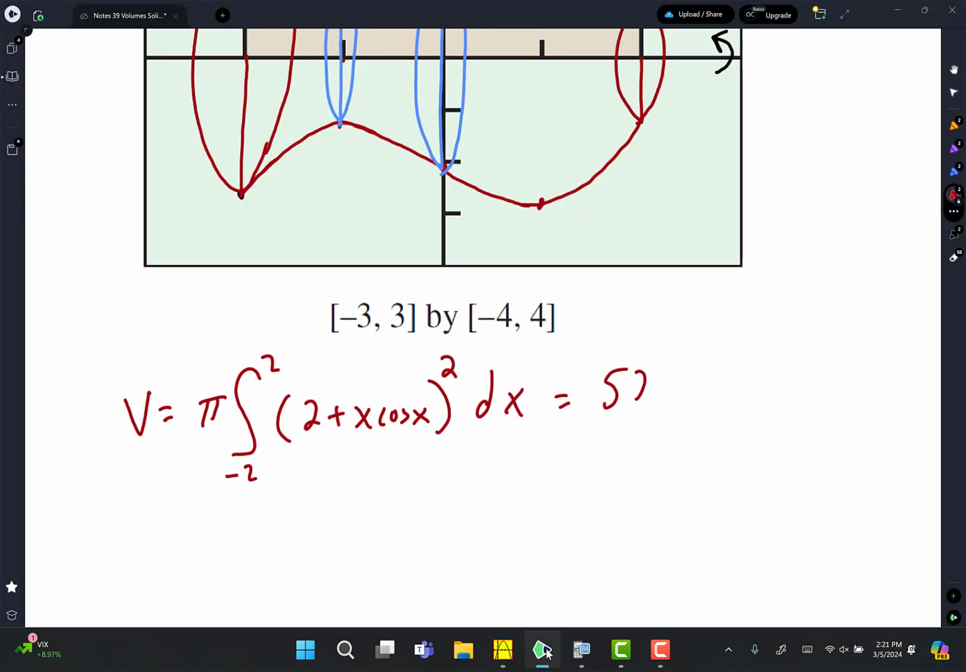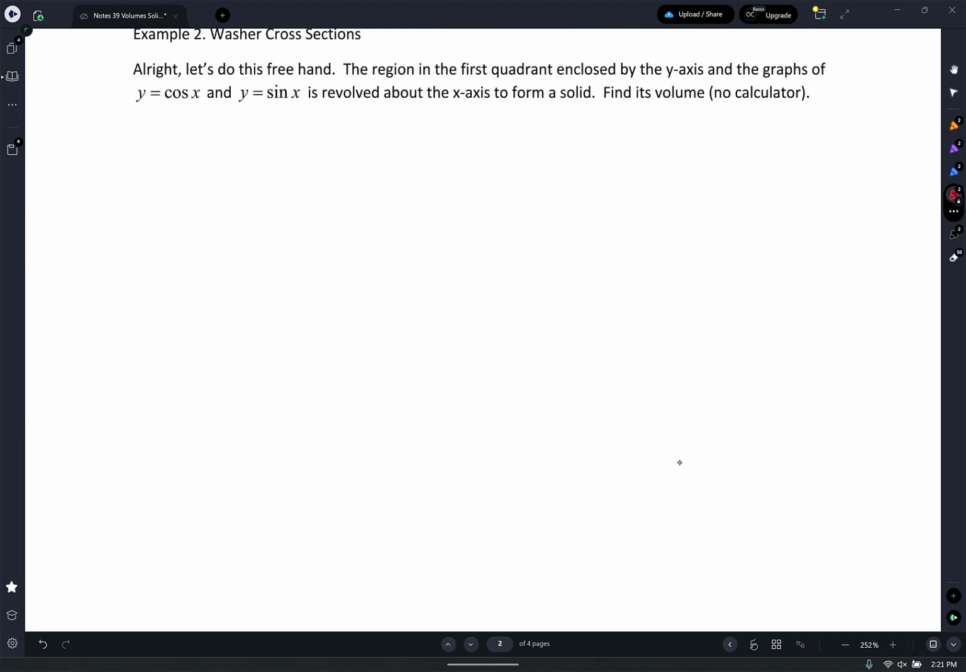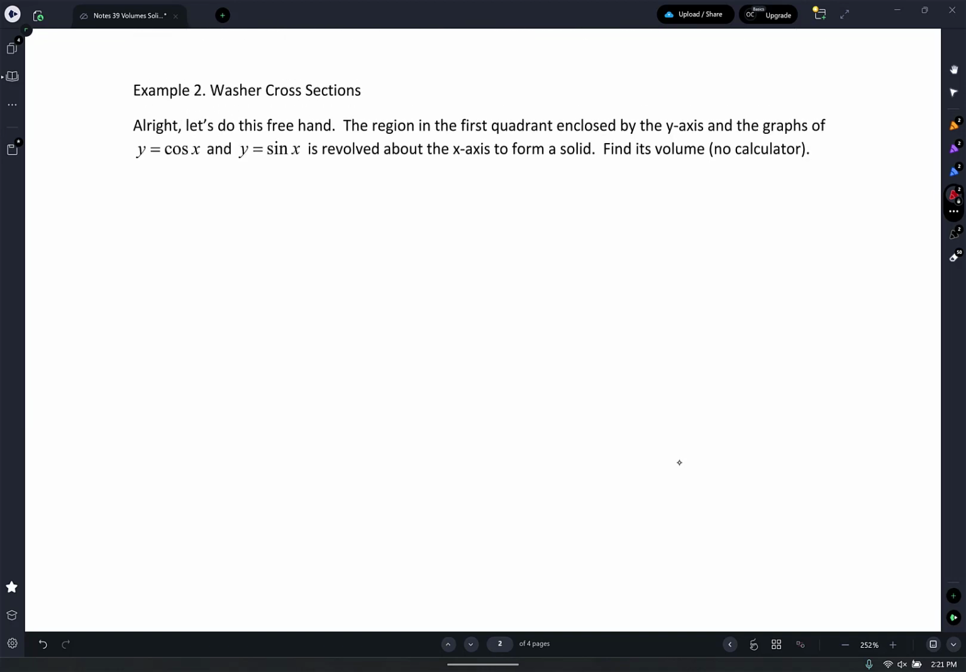What is this volume? 52.428. It doesn't have units, so you can leave it like that. And that's it. Cool or not cool? Yeah, pretty much. No, we're still rotating around the x or y axis. It doesn't really get hard if you think about the concept, but we'll figure it out.